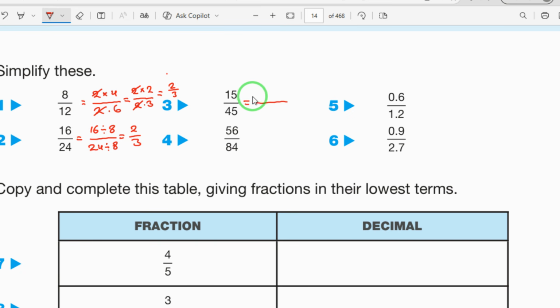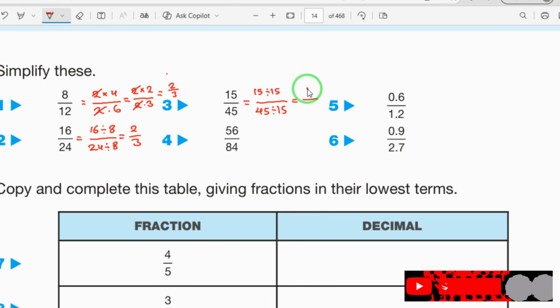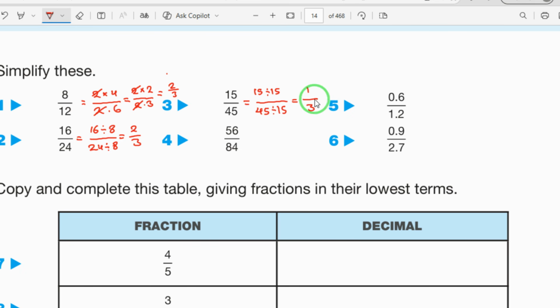Here we can write 15 divided by 15. In the denominator we can write 45 divided by 15. 15 divided by 15 gives us 1, because 1 times 15 is 15. And 45 divided by 15 gives us 3. 3 times 15 is 45. So the answer is 1 over 3, or 1/3.